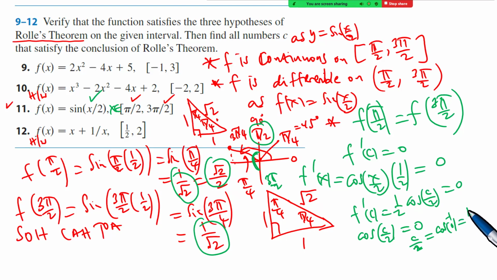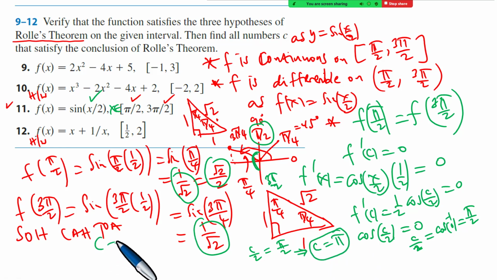And arc that is pi over 2. All right. So which means c is pi. C equals pi. So now we have c equals pi. Now, is pi there? Yes. 0, pi over 2, 3 pi over 2. Pi sits here. Between pi over 2 and 3 pi over 2, there's a pi there. There's pi there.